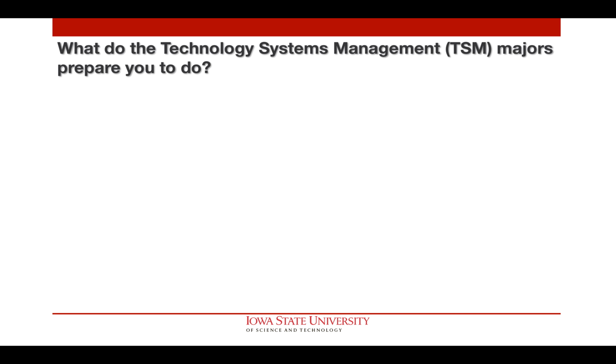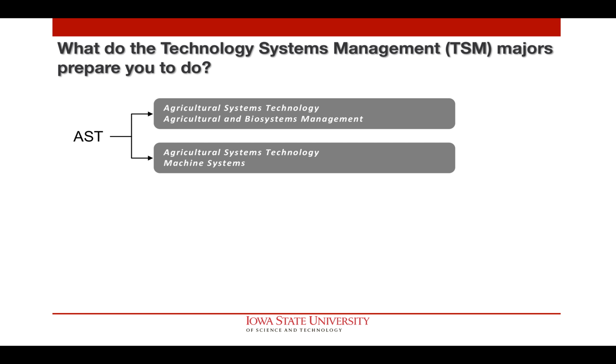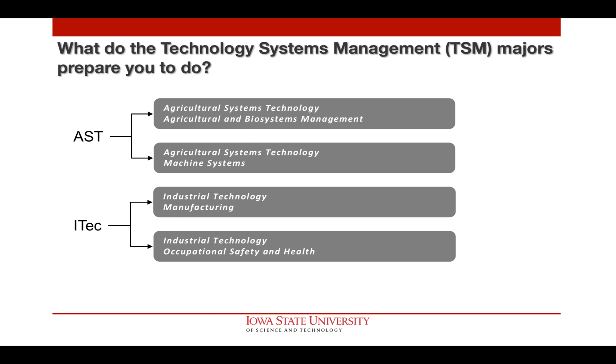And so what will the Technology Systems Management degrees, TSM degrees, prepare you to do? Those of you who are majoring or minoring in a TSM degree, what's that teaching you how to do? Well, there's two Ag Systems Technology degrees, Agricultural and Biosystems Management and Machine Systems. Then there's two ITech, Industrial Technology, Manufacturing, Occupational Safety and Health. So you can major in any of these four or you can minor in some of these. But what are we really trying to teach you with those degrees?